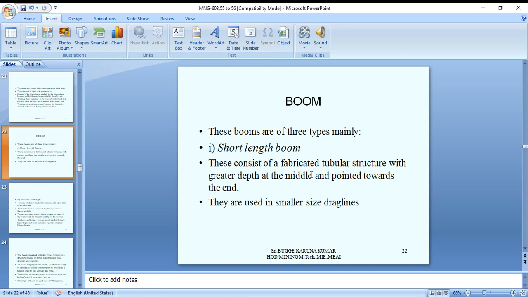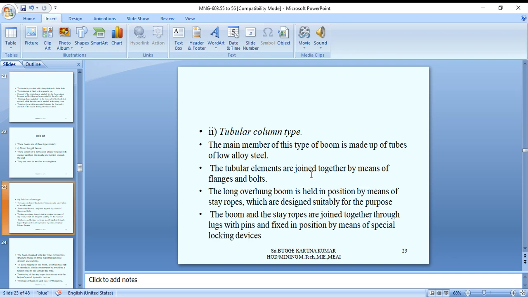And the boom is one of the important parts of the dragline system. Booms are mainly categorized into three types. One is the short length boom. These consist of a fabricated tubular structure with great depth at the middle and pointed towards the end. They are used in smaller size draglines. Then there is the tubular column type. The main members of this type of boom are made of tubes of low alloy steel. The tubular elements are joined together by means of flanges and bolts.